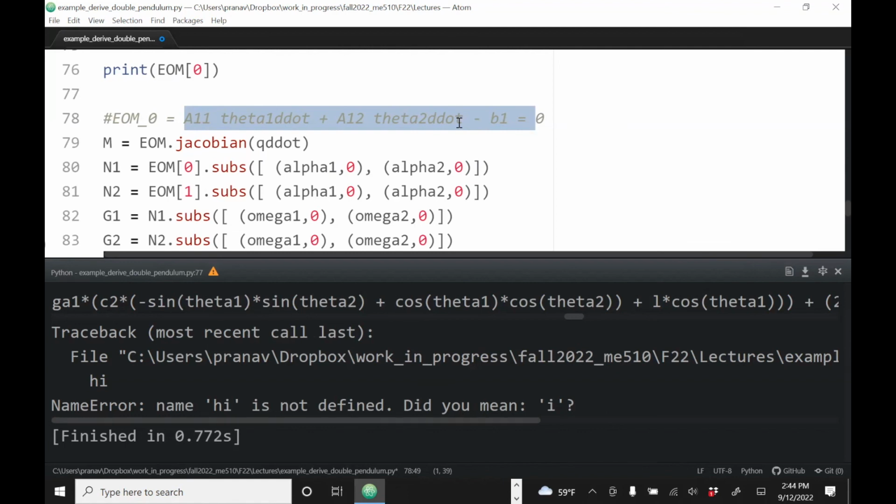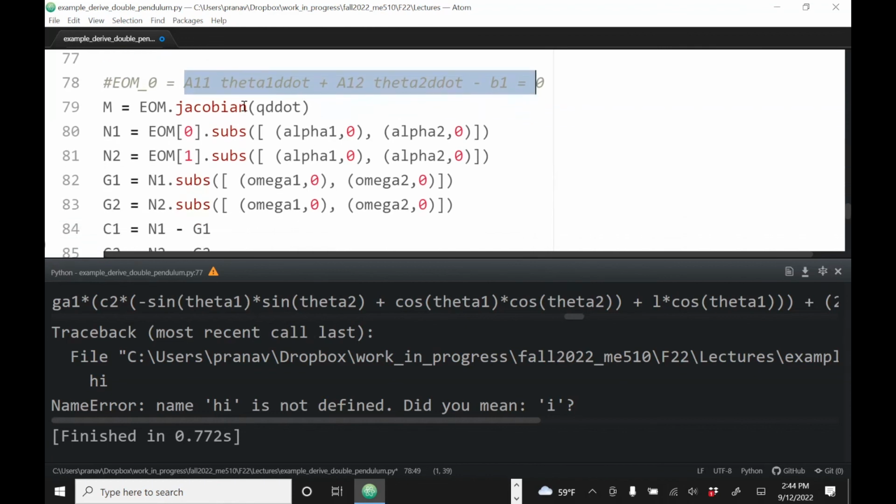Then if I want to compute A11, I put theta 2 double dot equals 0. I know B1, so I'll subtract B1 from this term, and I'll put theta 1 double dot equals 1, and I'll get A11. And so you can compute A11, A12, and so on that way. That's one trick. The other trick is to use the Jacobian. The Jacobian will give you that.